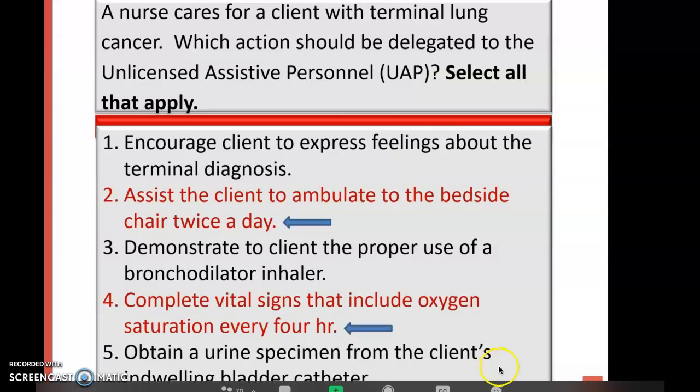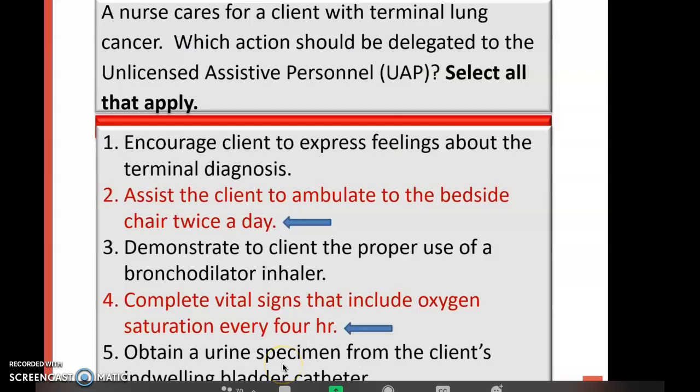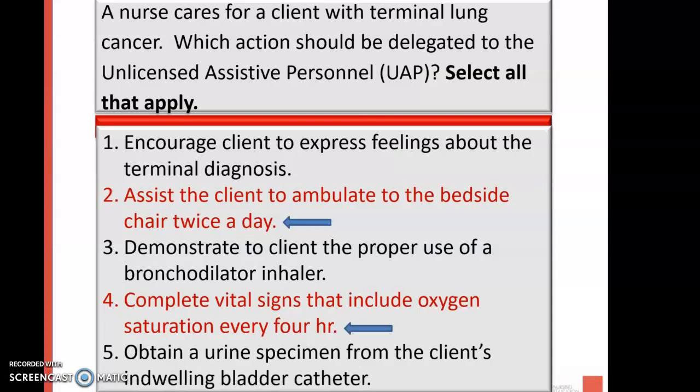Even though, let me just give you a real life thing. Clients are going to talk to your UAPs a lot. They're going to probably talk to them more than they talk to you. But here they were looking for that evaluation or that assessment.